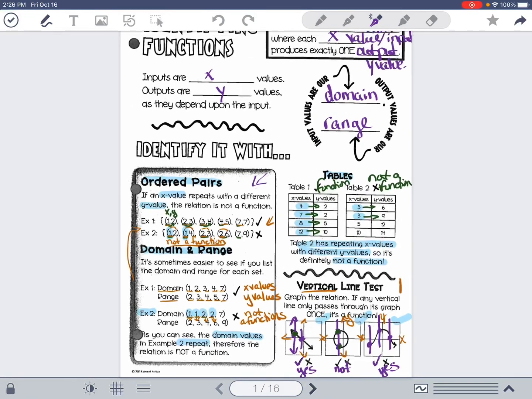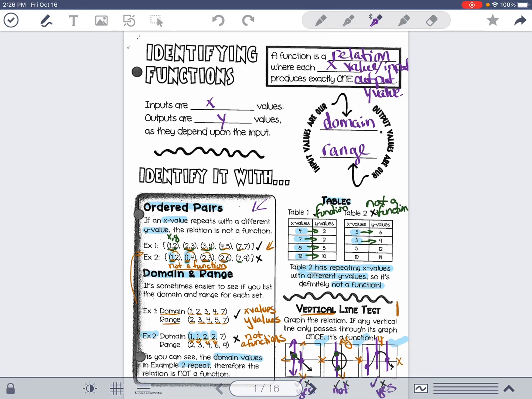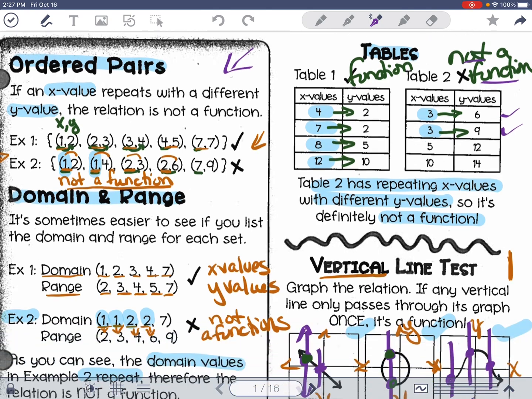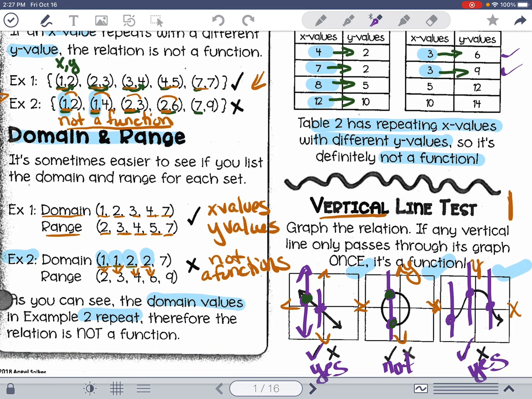So as you can see, when you're identifying functions, each input value can only have one output value. Okay? So look for repeating x values. If you see repeating x values and they're matched to 2 different outputs, like here and here, it's not a function. Okay? If you see that it doesn't pass the vertical line test, it's not a function.